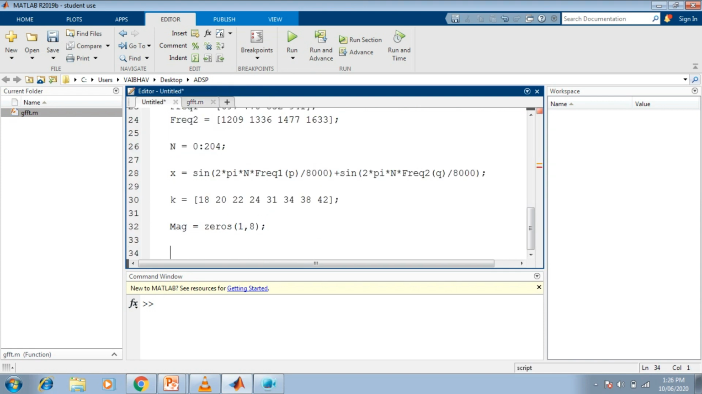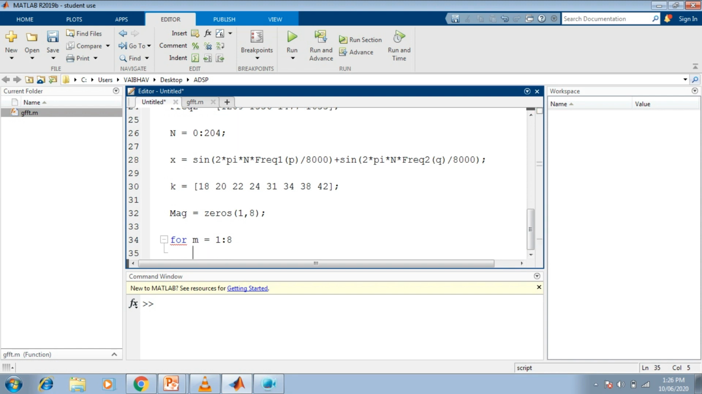So in this main script, after initializing the DFT component magnitude to 0 values here, now we make use of a for loop here. So the index variable we define as m ranging over the values 1 to 8 in total.